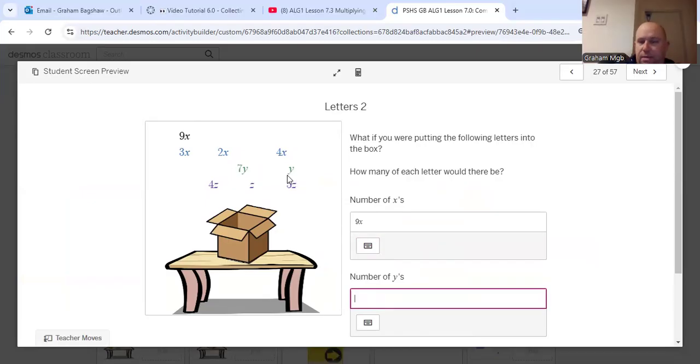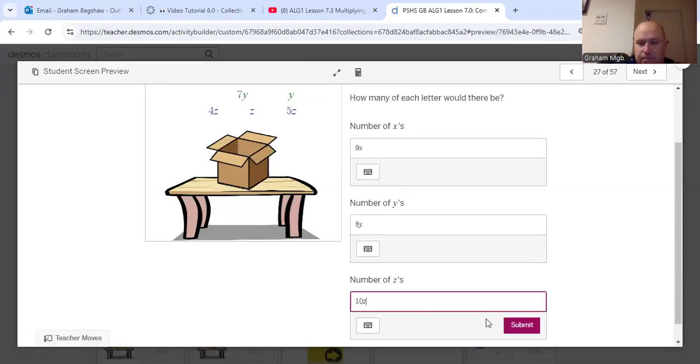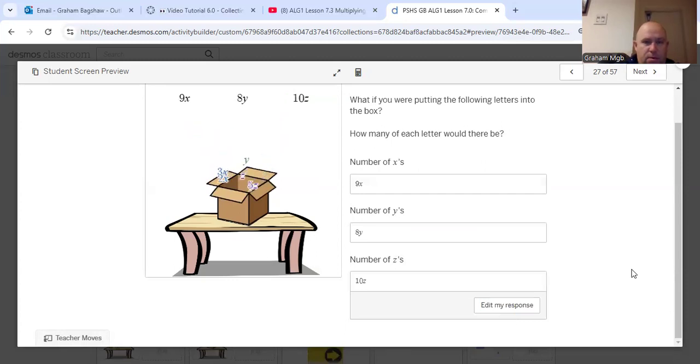When we don't have a number, that means 1. So 7 add 1 is going to be 8. So 8y. And at the bottom with the z's, 4 plus 1 plus 5 is 10. So I'm going to put 10z. There we go. And we add them all together. What we can't do, though, is add those together individually. I certainly can't say 9 add 8 plus 10 is 27 because these are different letters.